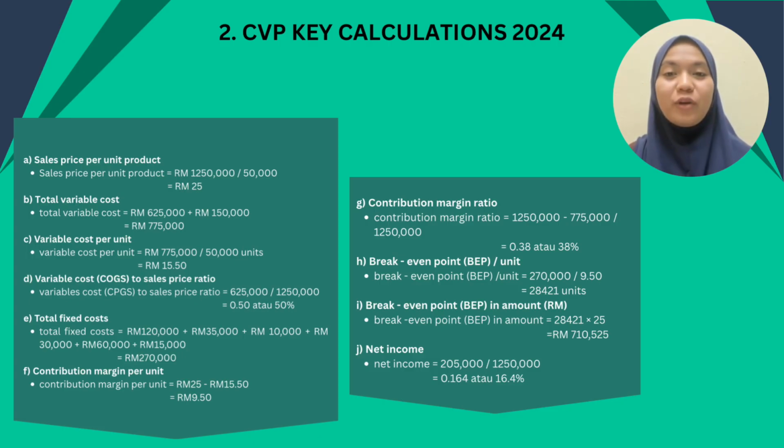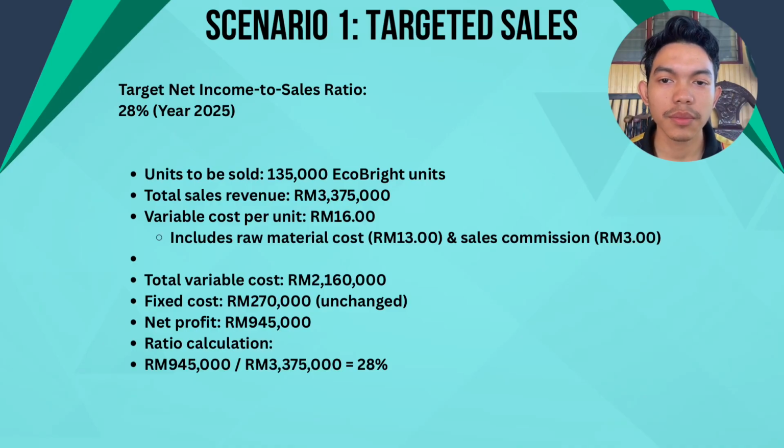710,525. And for the net income to sales ratio, the formula is net operating income divided by sales revenue. The calculation is 205,000 divided by 1,250,000 equals 16.4%.